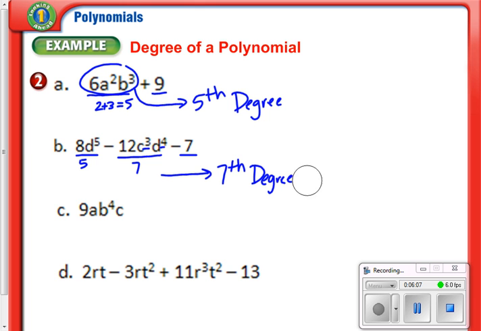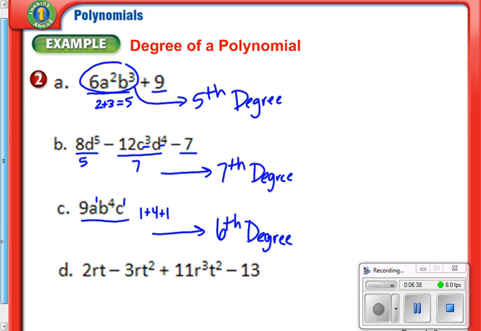So down there in C we are given a monomial. We look at the monomial. A has an exponent of 1. C has an exponent of 1. B has an exponent of 4. When we add these together, you basically have 1 plus 4 plus 1, and we have a 6th degree polynomial here. The reason why we're doing degrees here is because it helps us write in standard form, which will be our next step.